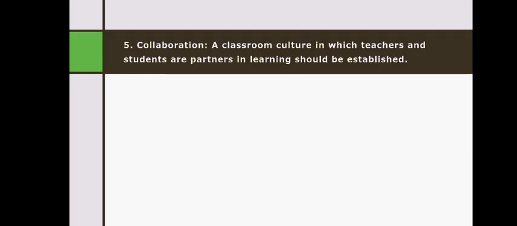5. Collaboration. A classroom culture in which teachers and students are partners in learning should be established. Sharing learning goals and criteria for success with students, supporting students as they monitor and take responsibility for their own learning, helping students to provide constructive feedback to each other, and involving students in decisions about how to move learning forward are illustrations of students and teachers working together in the teaching and learning process.